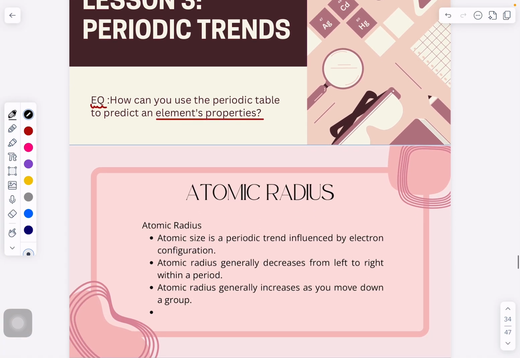The first type of periodic trend is going to be atomic radius. Atomic radius refers to the size of the electrons orbiting outside of a nucleus. Atomic radius is usually going to decrease as it goes from left to right, but it also increases as you move down a group. And the reason why is because of electron configuration.